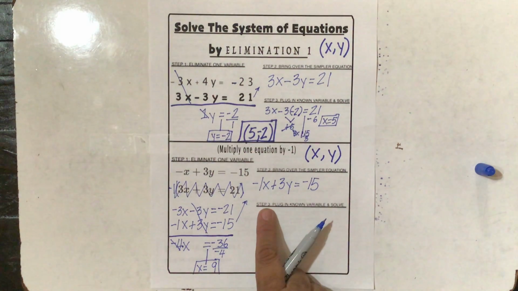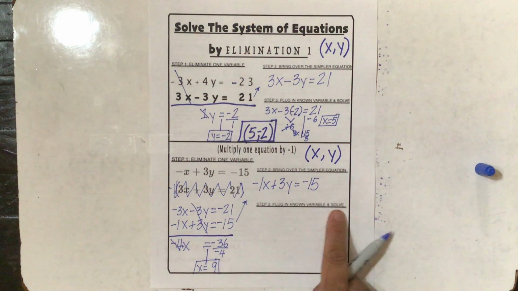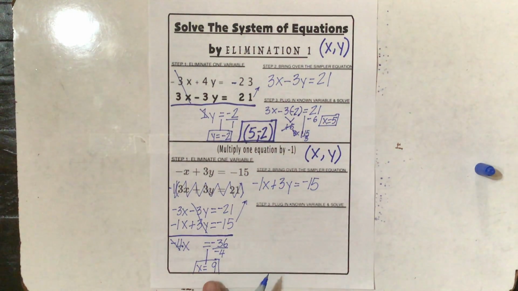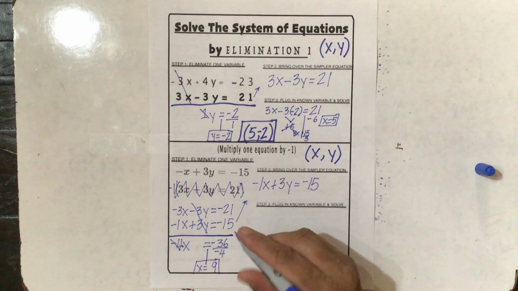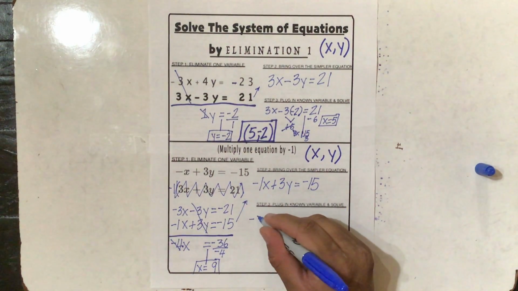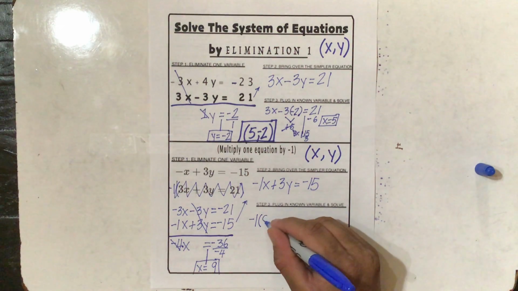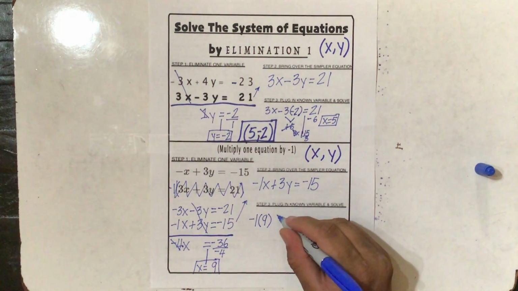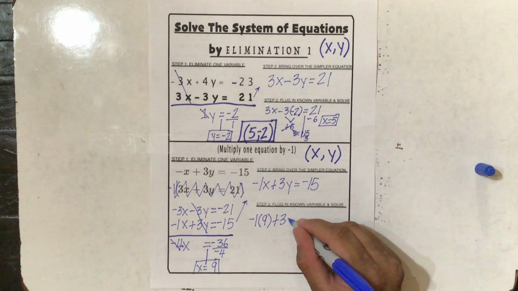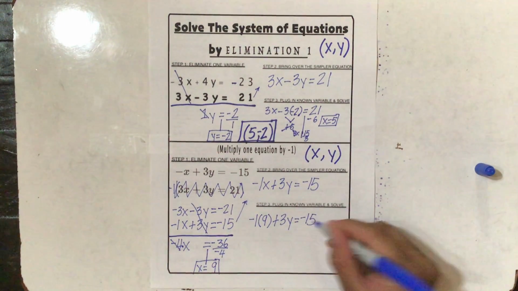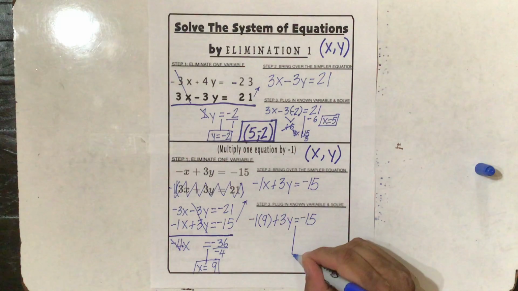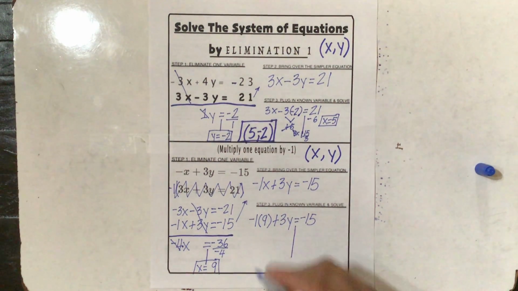So step 3 says plug in known variable and solve. Well, I know that x is equal to 9. So I'm going to put 9 right there where that x is with parentheses. Parentheses 9, plus 3y, write the rest of it, is equal to negative 15. So I'm going to draw my line of separation there.